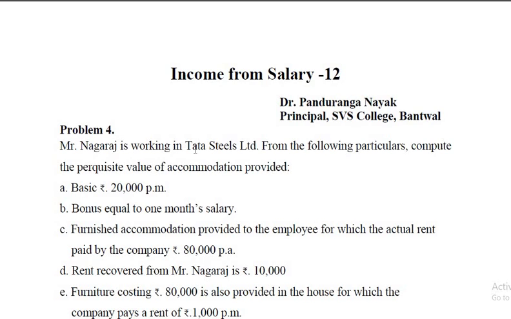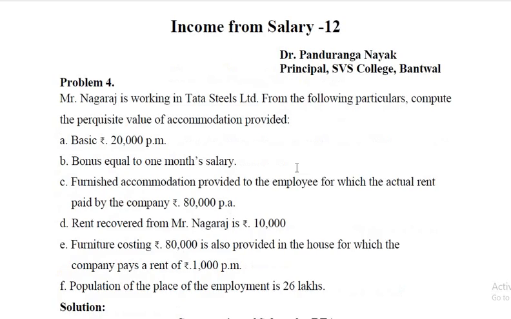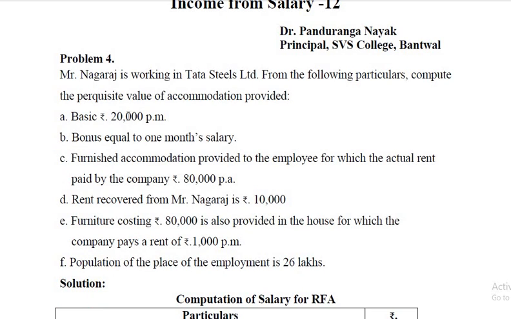Mr. Nagaraj is working in Tata Steels Limited. From the following particulars, compute the per visit value of accommodation provided. Basic is 20,000 per month, so you have to calculate for the full year. Bonus equal to 1 month salary, so 20,000 is the bonus.